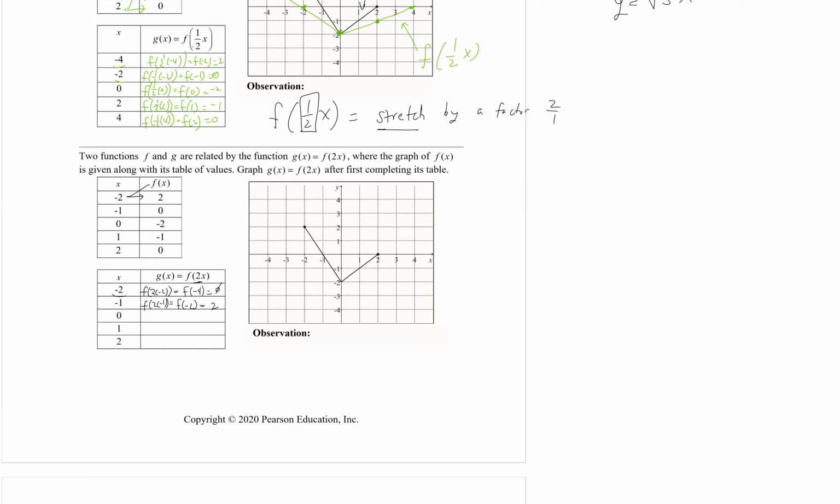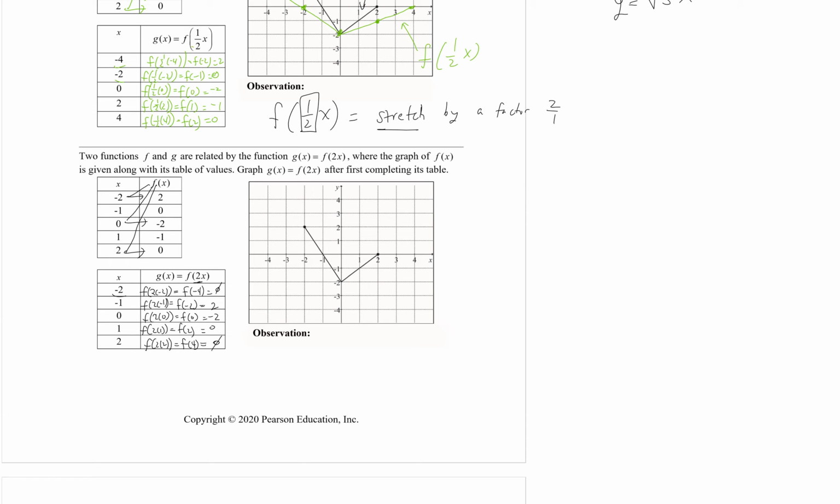How about 0? f of 2 times 0 is obviously f of 0, which is -2. How about f of 2 times 1? That's the same thing as f of 2, so f of 2 is 0. And how about if I plug in 2? f of 2 times 2 is f of 4, and there is no 4, it's missing a value, so it's an empty set, doesn't have a solution, okay? So I just put empty set.